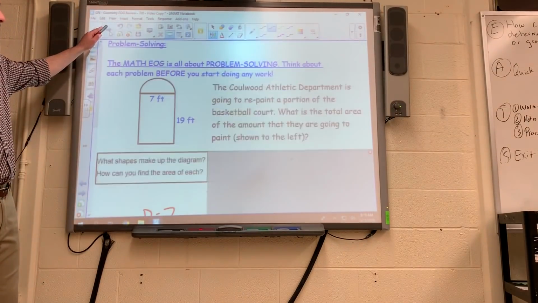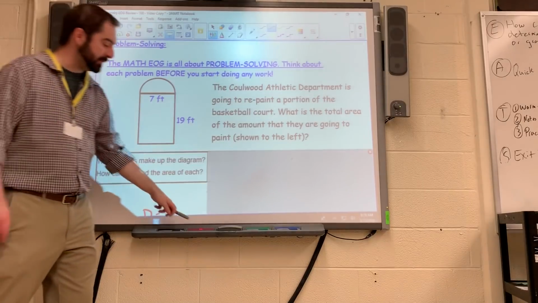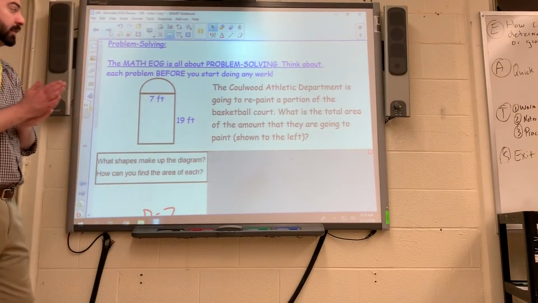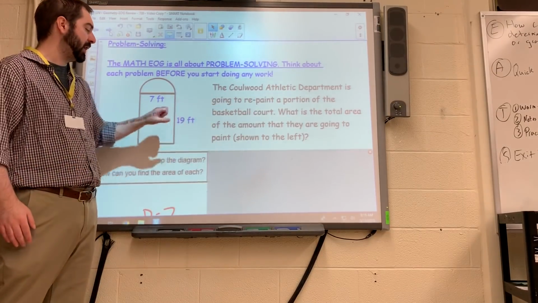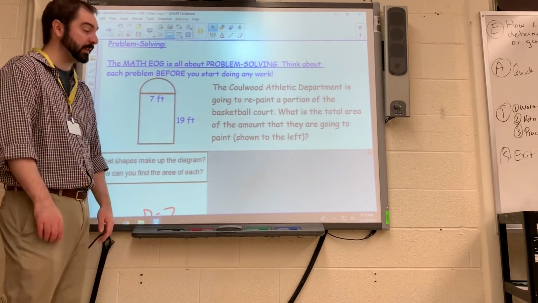All right, from there, a couple of last problems with some combined complex figures. The math is all about problem solving, so you got to think about each problem before you kind of even go start doing any work. So read the totality of the problem. That means everything. That means the word problem, the pictures, answer choices if they're there.